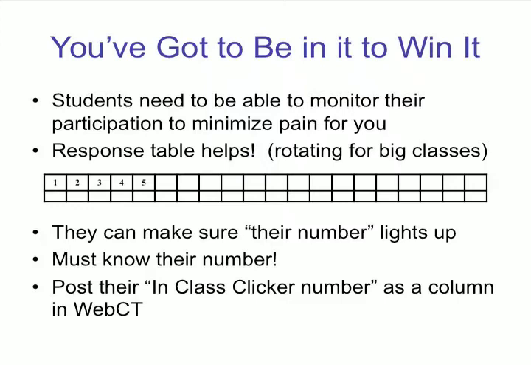I just post it in WebCT as a column. It's totally easy in Gradebook to create a column in WebCT if you're worried about confidentiality. If you don't really care, I have some colleagues who just post their university ID and their clicker number right after it so that they can look it up, because they need to know this number. It's much easier for them to know, I'm number 43, right? And so then they could just go from there.